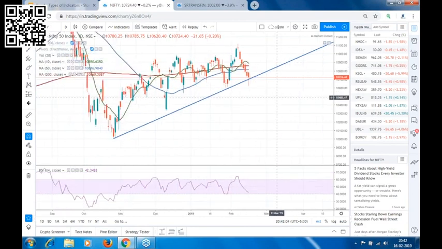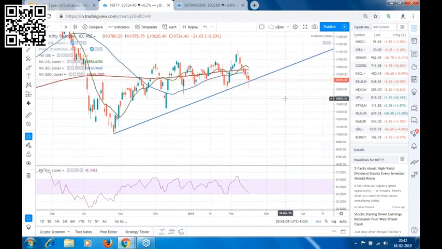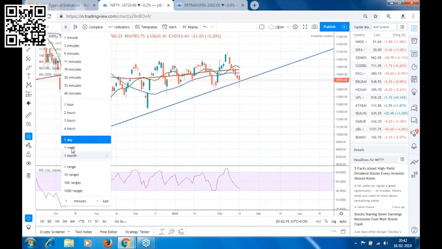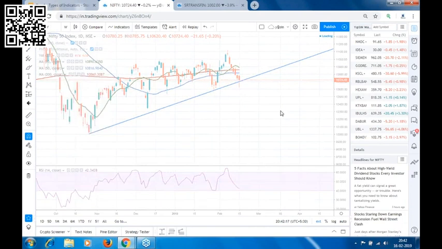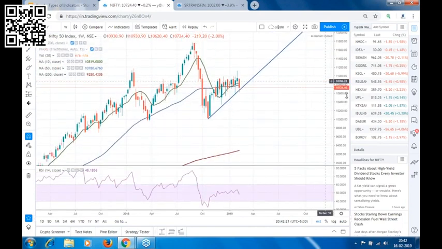Anyway, Nifty is in downward trend right now. It's bearish because it's trading below 200 period moving average. There is no clear direction in Nifty at the moment.